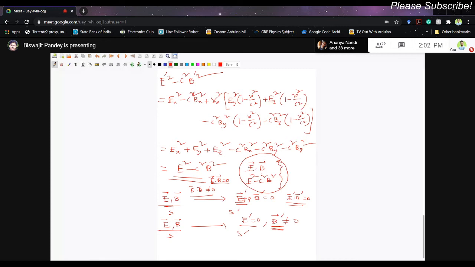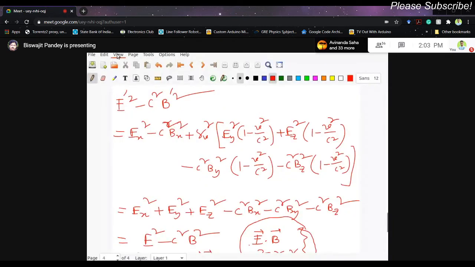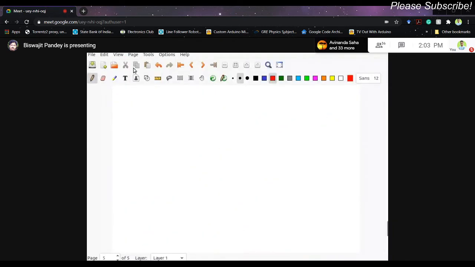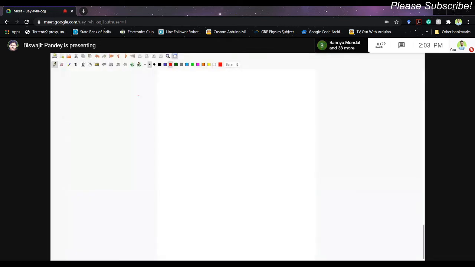Okay, so what are the other conditions that are required? Let us discuss that. And then you have to look at this equation, right? The other invariant, E square minus C square B square. So what is the other invariant? That is E square minus C square B square.